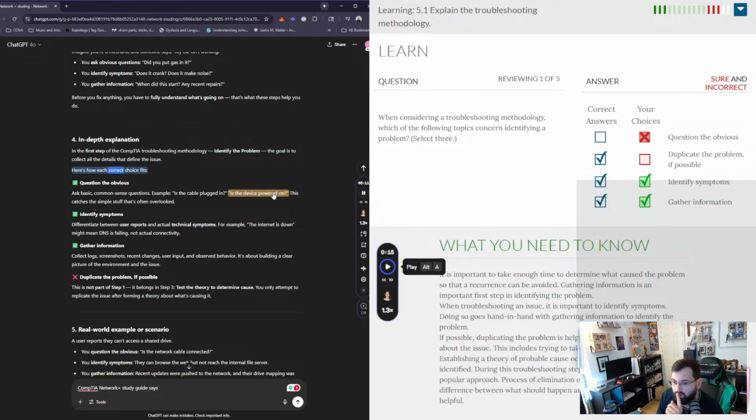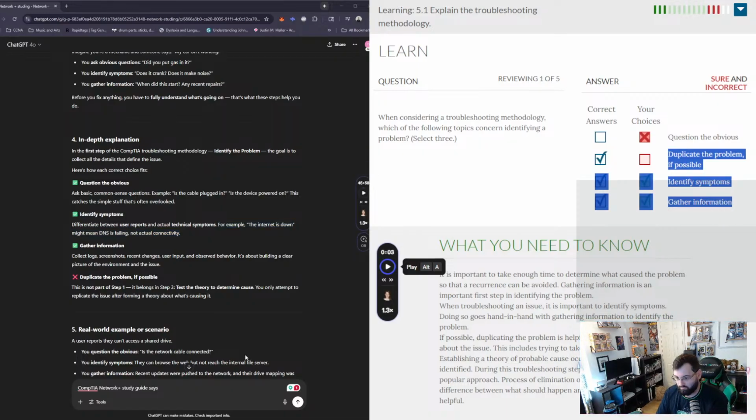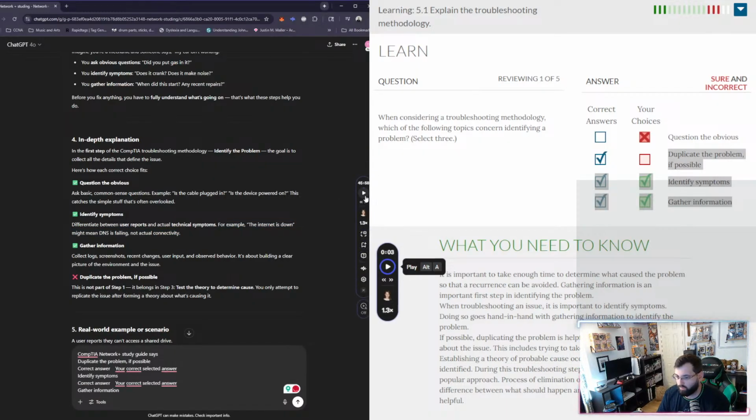Let's keep going. Each correct choice fits. Question the obvious. Ask basic common sense questions. Example, is the cable plugged in? Is the device powered on? That makes sense. This catches the simple stuff that's often overlooked. Identify symptoms. Differentiate between user reports and actual technical symptoms. For example, the internet is down might mean DNS is failing, not actual connectivity. Gather information. Collect logs, screenshots, recent changes, user input, and observed behavior. It's about building a clear picture of the environment and the issue.